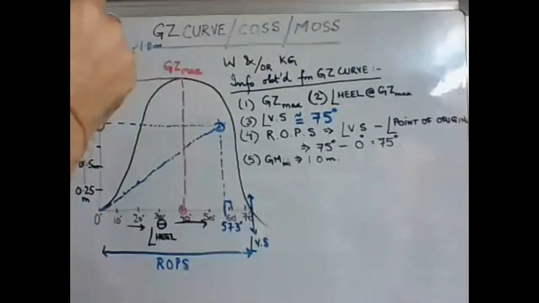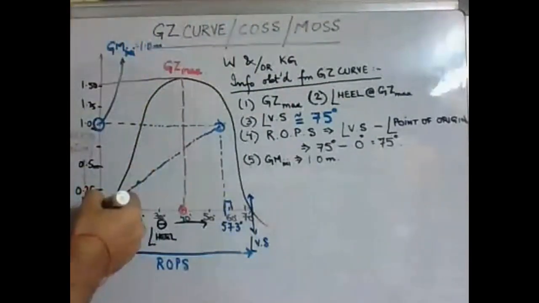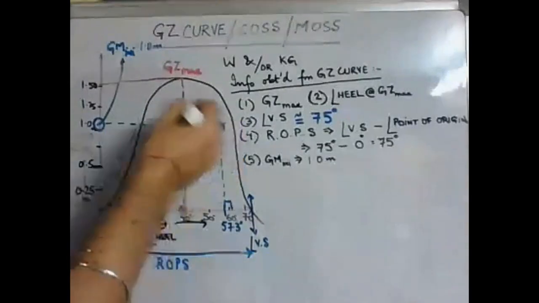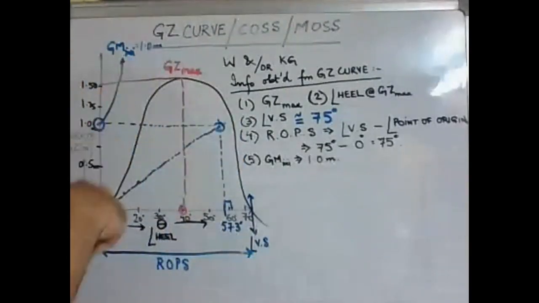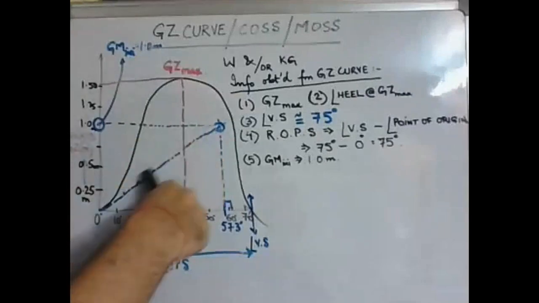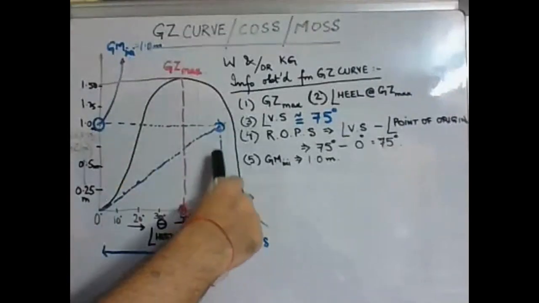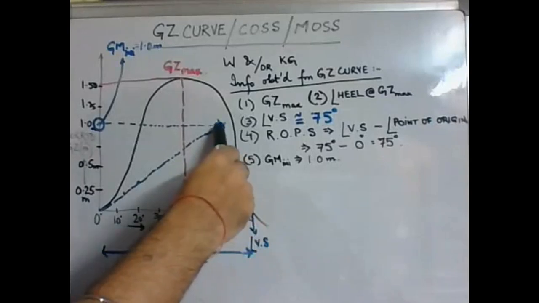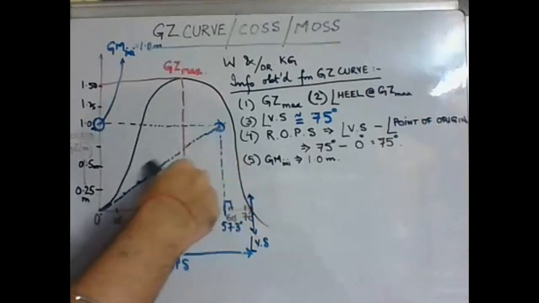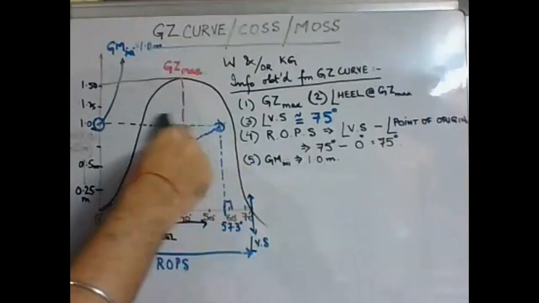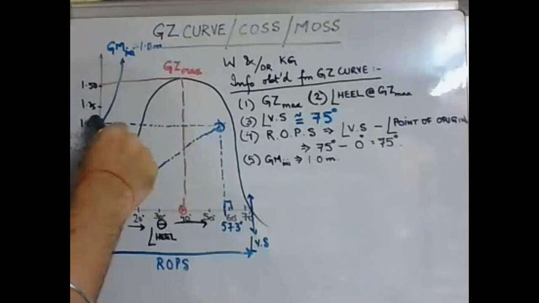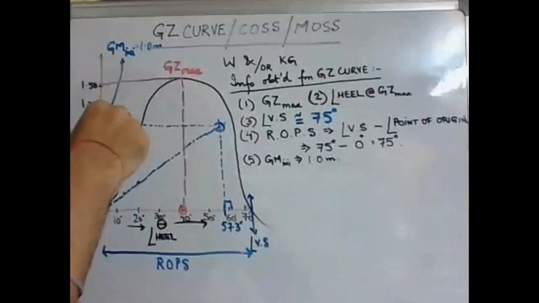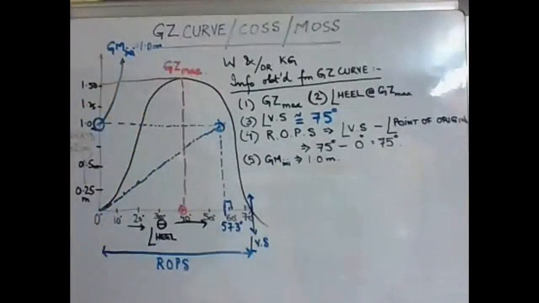I repeat once again. I draw a tangent to the curve at the point of origin. Then from a fixed value, 57.3 degrees, I erect a perpendicular. The place where the tangent and the perpendicular meet, I go left. Where it meets the y-axis, that is my approximate value of initial GM.